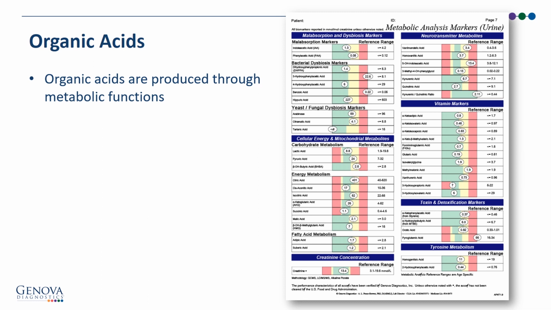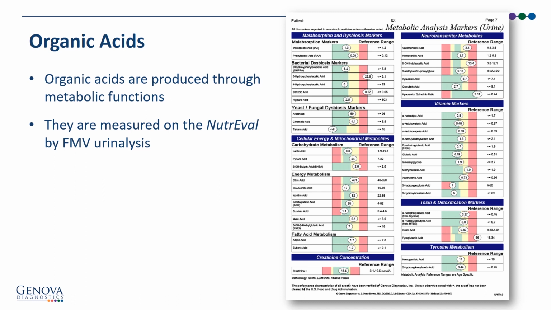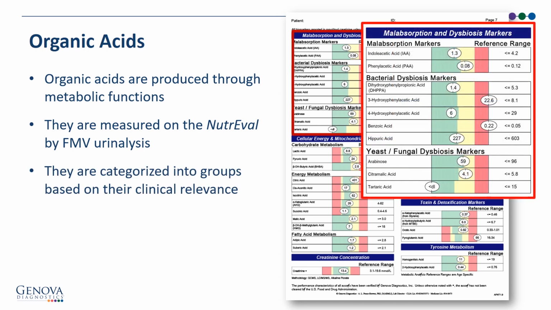They're measured on the NutrEval by first morning void urinalysis. Always urine first morning void on organic acids. And they're categorized into groups based on their clinical relevance. So you see here, for example, malabsorption, dysbiosis, yeast fungal dysbiosis as categories in terms of clinical relevance.